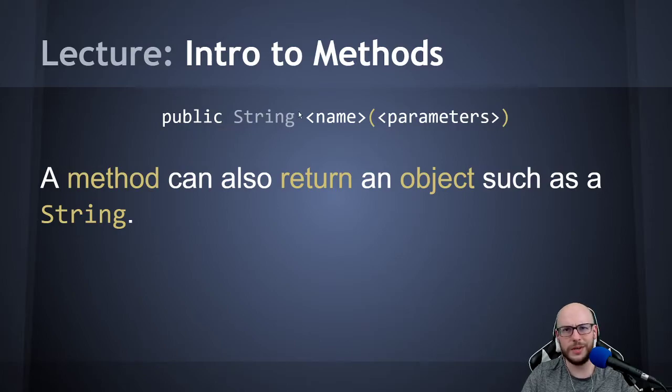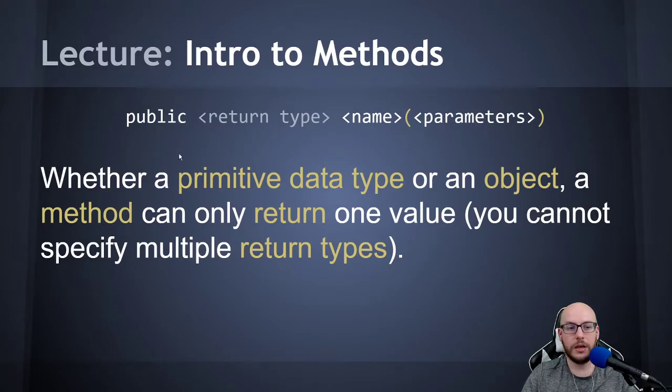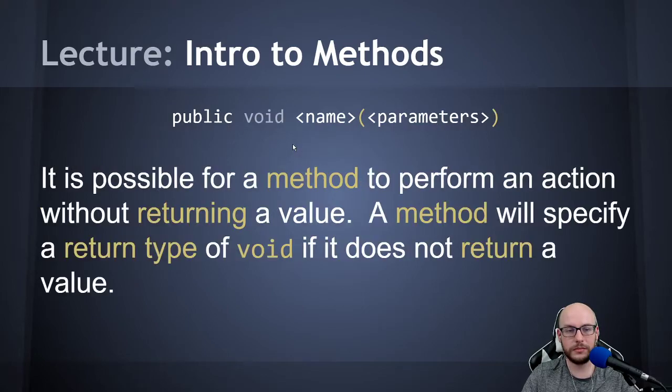Other objects we might know are like Random. It'd be weird to return that. Scanner, also kind of weird, but those are all data types. And so they all are possibilities of something that the method could return. Whether a primitive data type or an object, a method can only return one value, right? So we can't specify multiple return types.